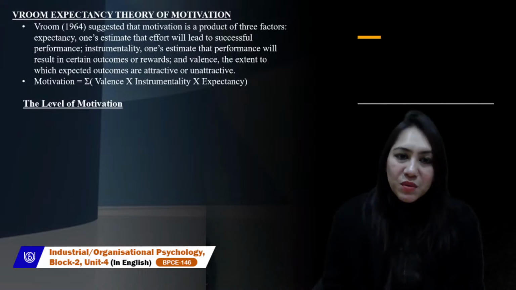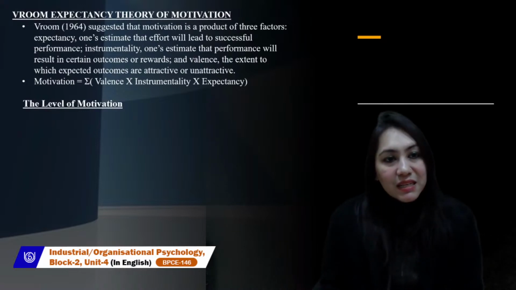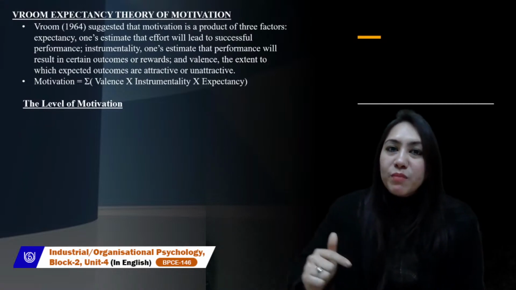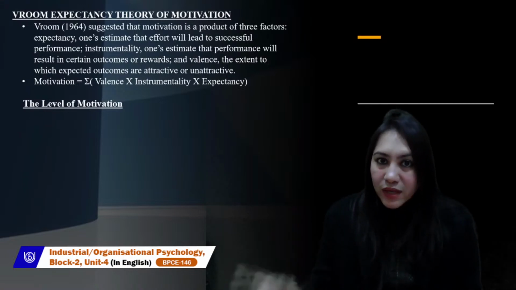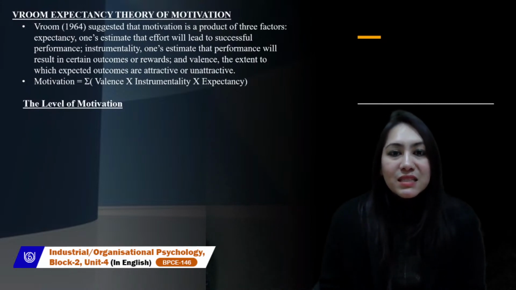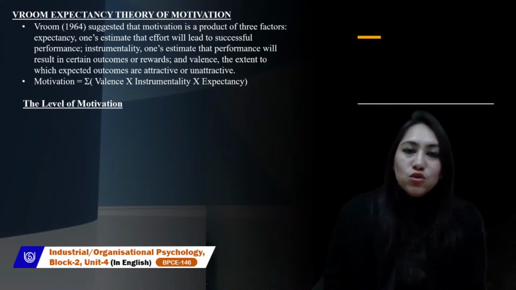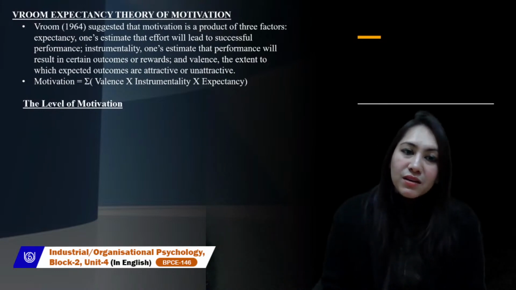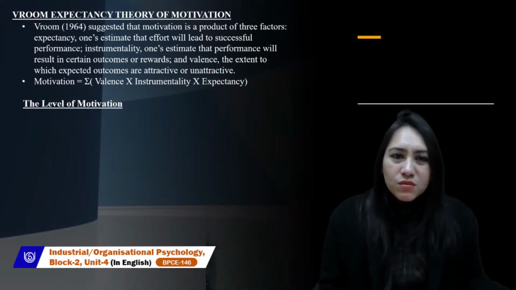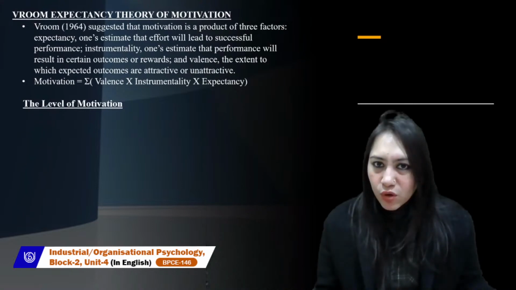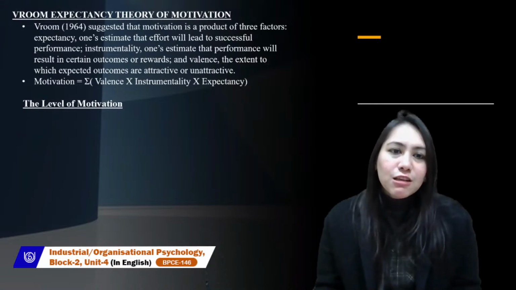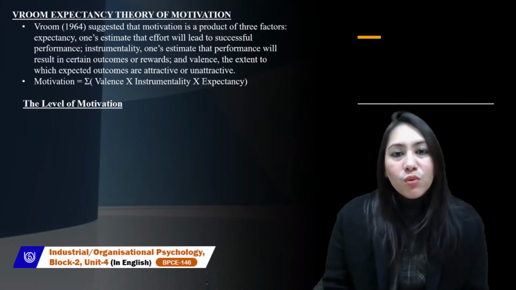Instrumentality is one's estimate that performance will result in a certain outcome or reward. So instrumentality is you feel that this process will lead to a result, and a positive result. Then we have valence. Valence is the extent to which expected outcomes are attractive or unattractive. So valence is that you get to know whether the outcomes that are coming are going to be very lucrative, or moderate, or not going to give us any benefit. That is what we talk about as your valence.